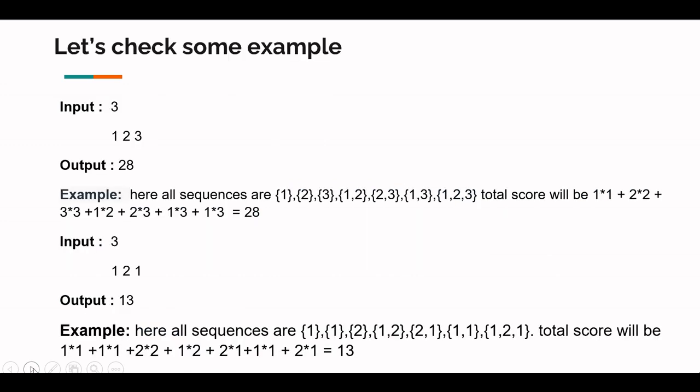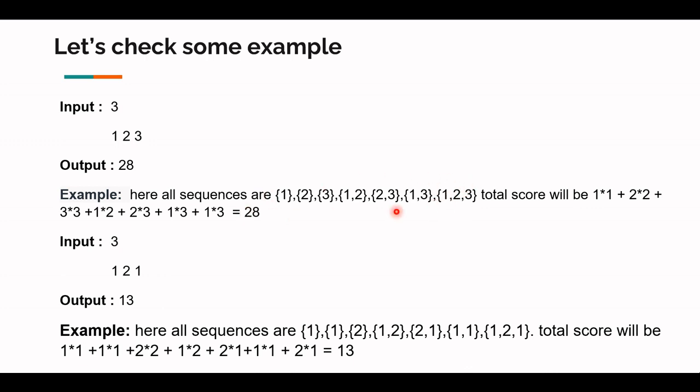Here is one example: the value of n is 3 and we have the numbers 1 to 3, and we are returning 28 because of the possible subsequences. Subsequences of length 1 are 1, 2, 3. Subsequences of length 2 are 1 and 2, 2 and 3, 1 and 3. The subsequence of length 3 is 1, 2, 3.